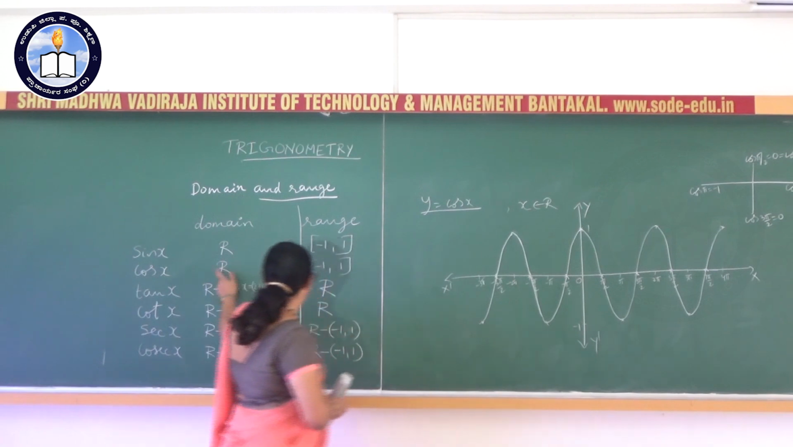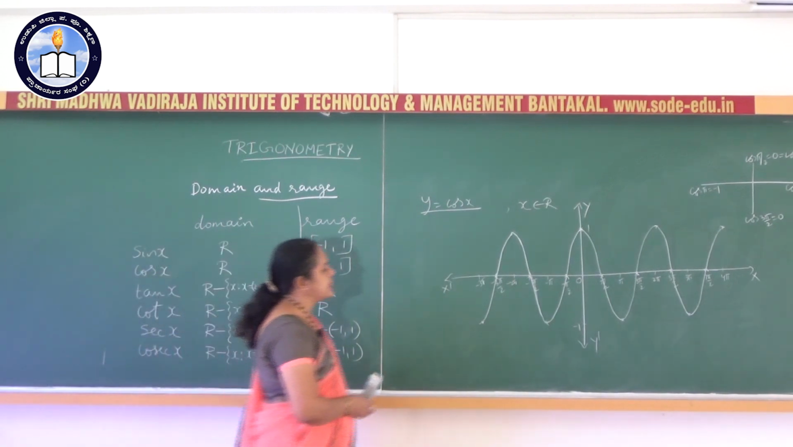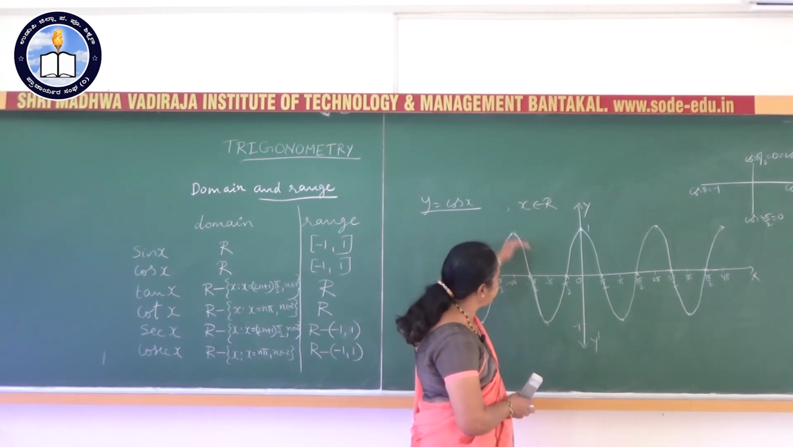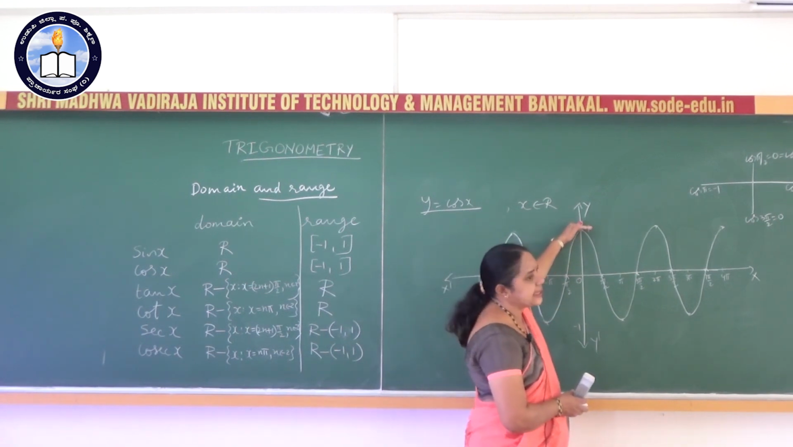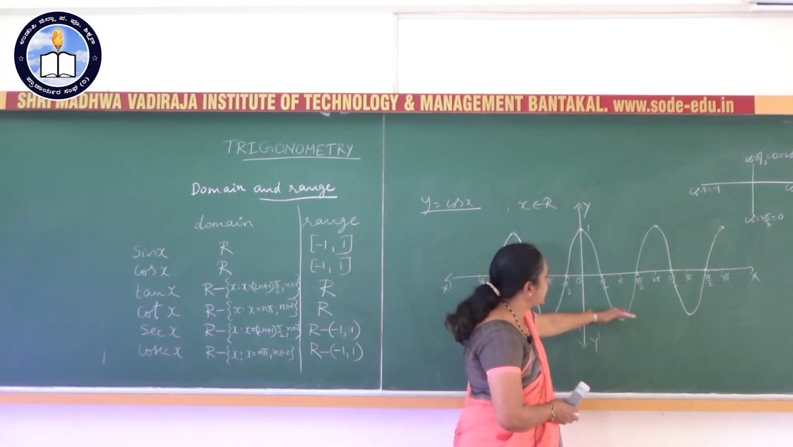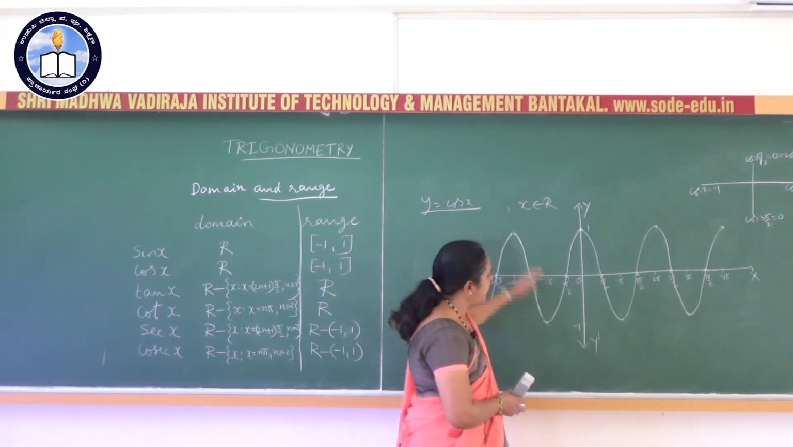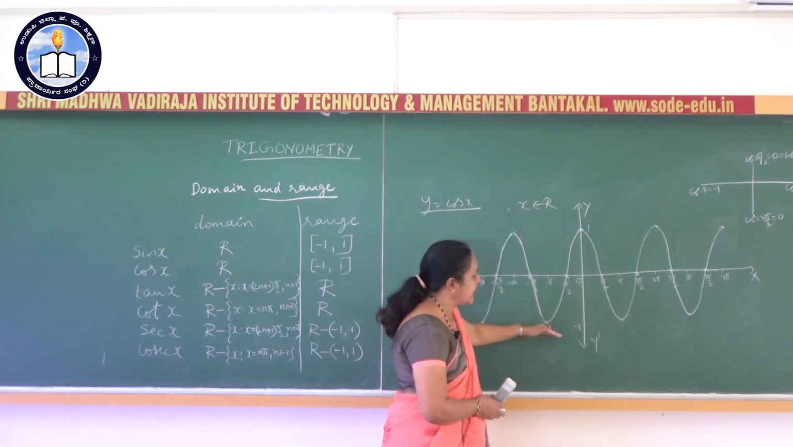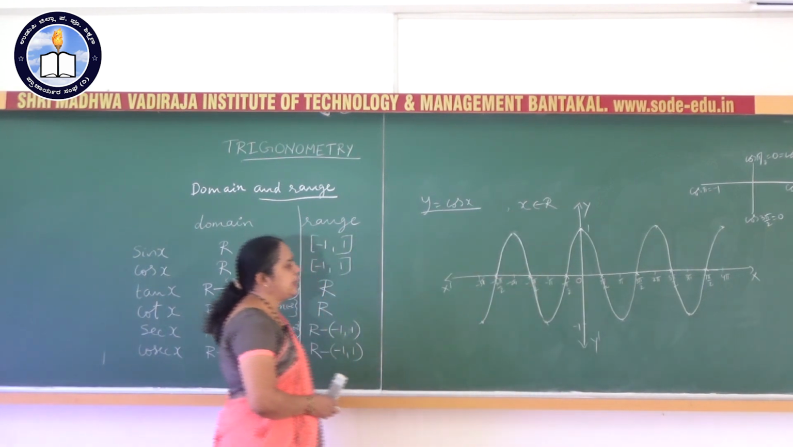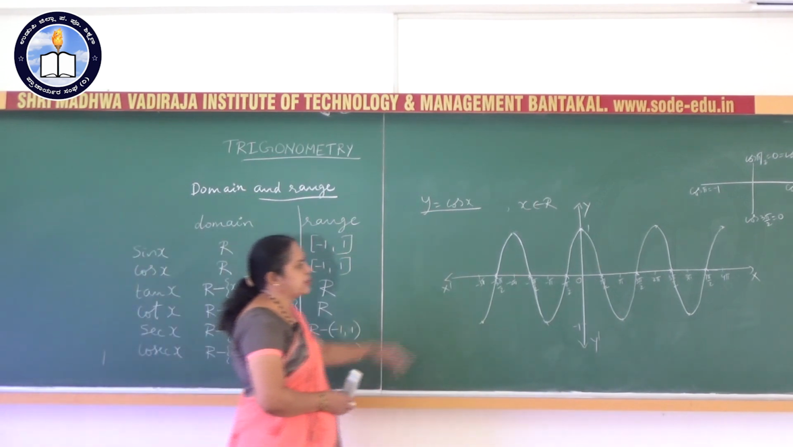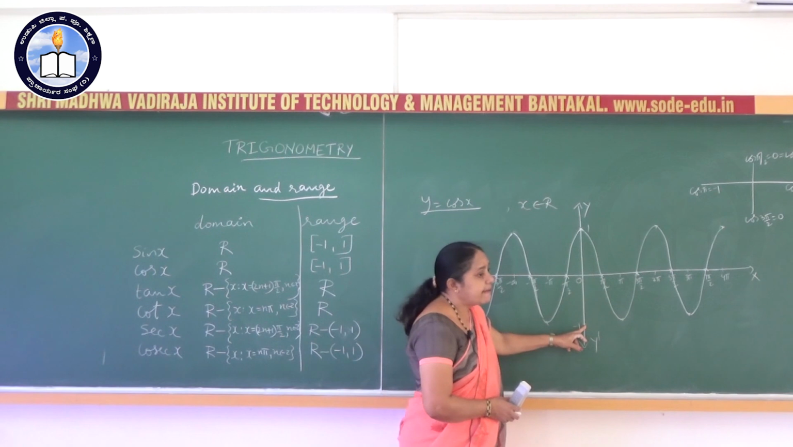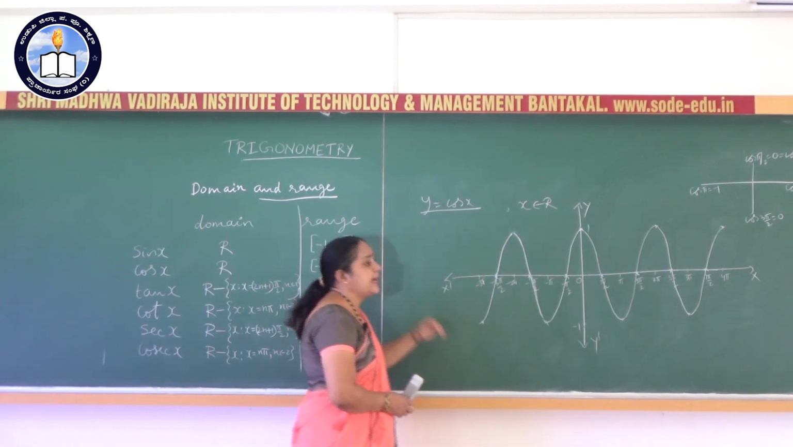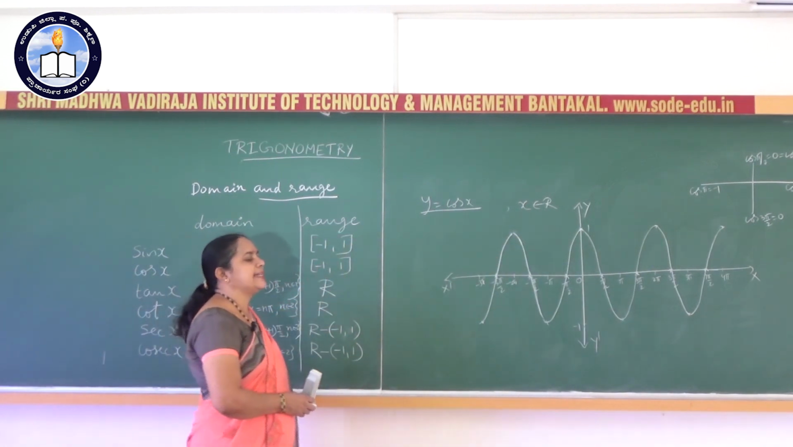So the domain of cos x is R, the set of all real numbers, and the range of cos x is the set of all real numbers in between minus 1 and 1. The value of cos x can never be greater than 1, can never be less than minus 1. For any real number x, the value of cos x is always in between 1 and minus 1, including 1 and minus 1. Cos 0 is equal to 1, cos pi is equal to minus 1. So it can take the values 1 and minus 1, including the real numbers in between.